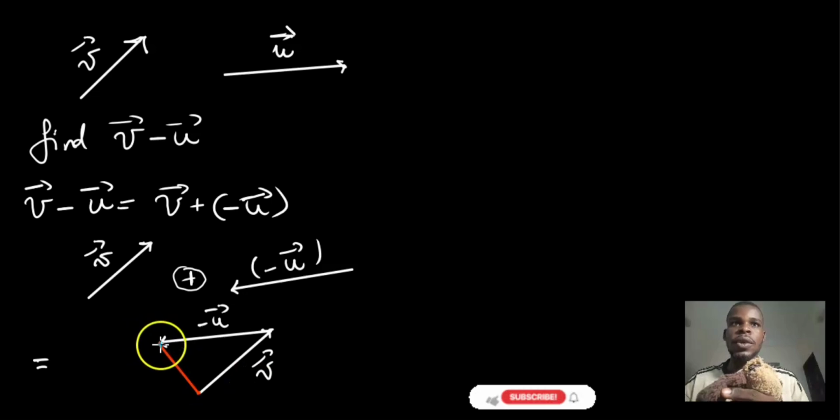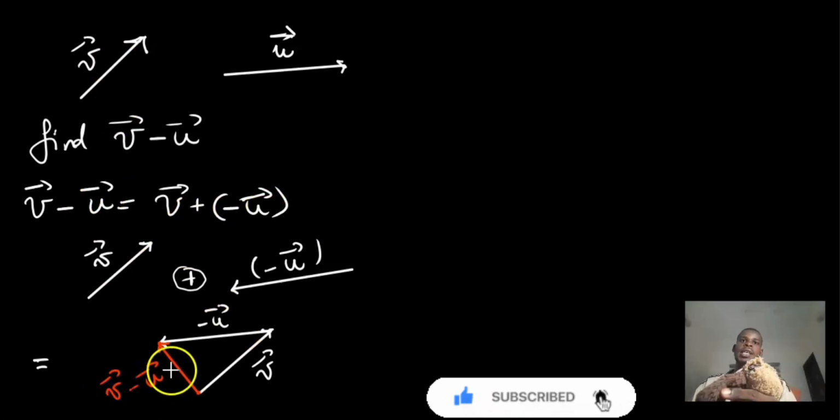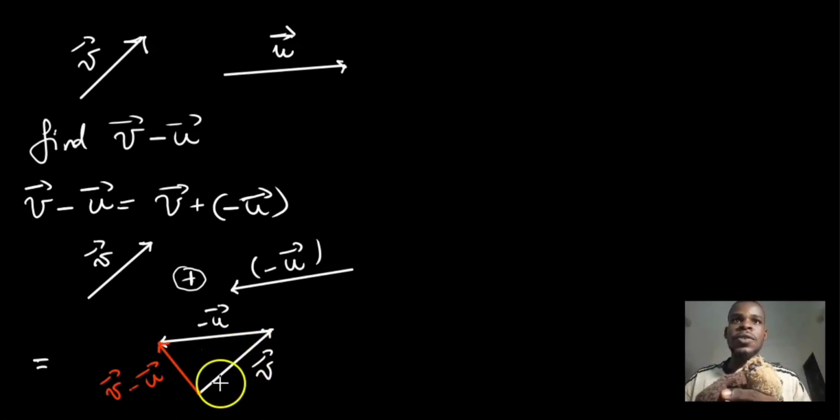Okay, so that's where the sum takes us to. But then vector v plus minus vector u is the same as saying vector v minus vector u, which is what we wanted to find. So this is how to visualize the difference between two vectors. If you want to take the difference between two vectors, which is vector v minus vector u, what we just have to do is negate vector u, that is change its direction, and then add them together. So this is how it is. All right, good.